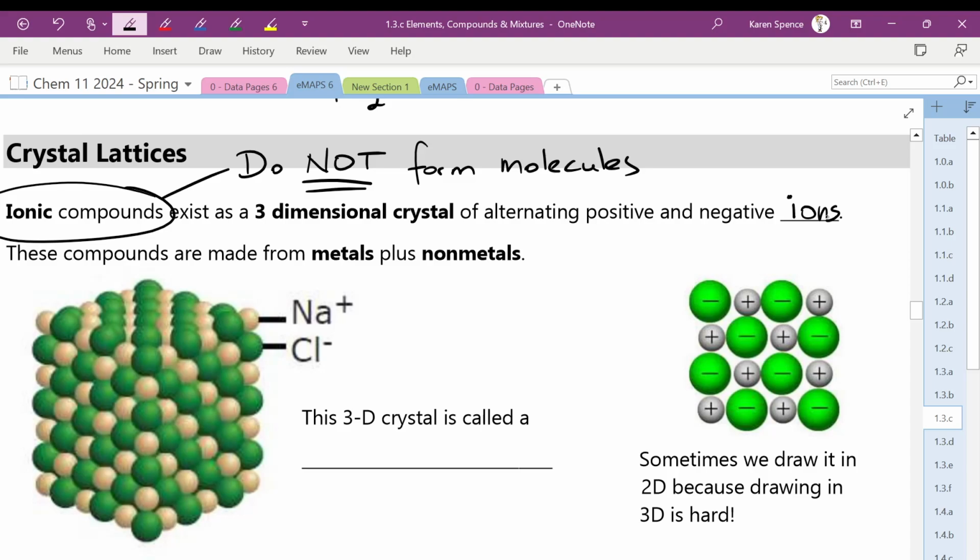So this 3D structure is called a crystal lattice.